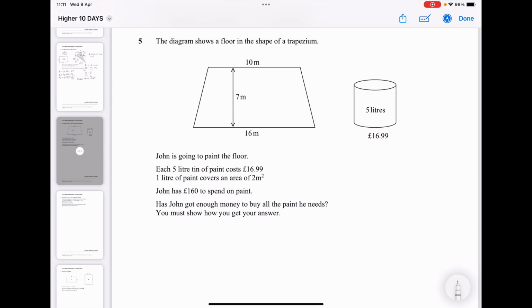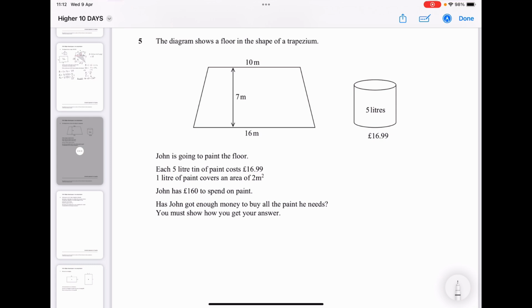The diagram shows a floor in the shape of a trapezium. John's going to paint the floor. Each 5 litre tin of paint costs £16.99. 1 litre of paint covers an area of 2 metres squared. John has £160 to spend on paint. Has John got enough to buy all the paint he needs? You must show how you get your answer.